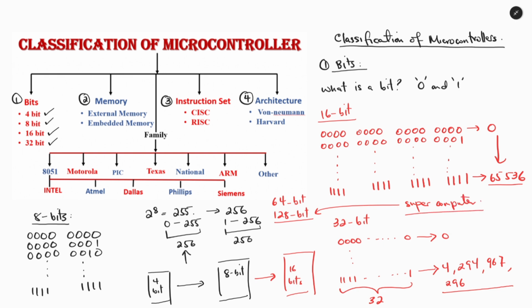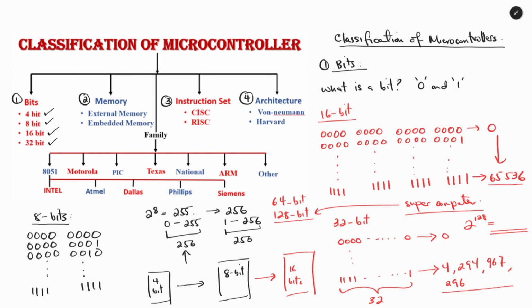So a supercomputer will be able to produce 2 to the power of 128 bits. So you will have more and more data that can be processed one at a time. That means it is super fast because it can process more data.